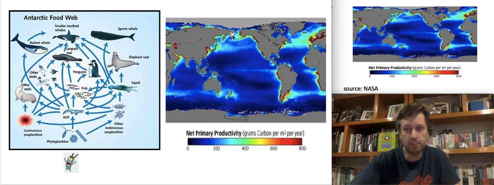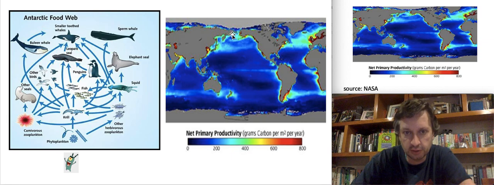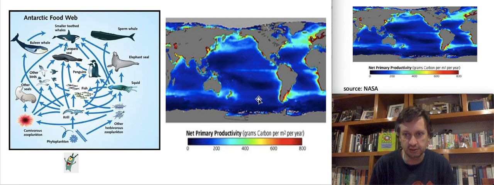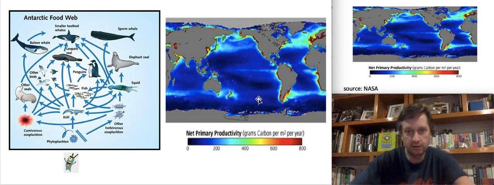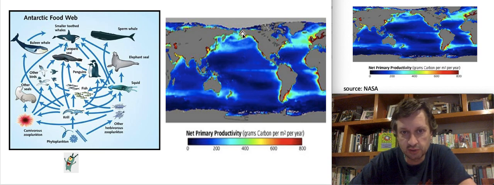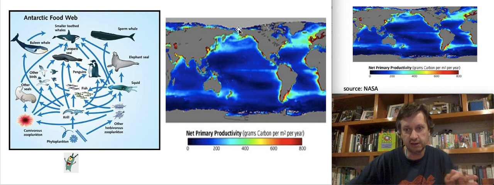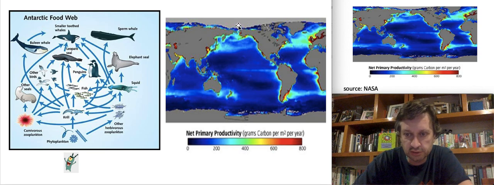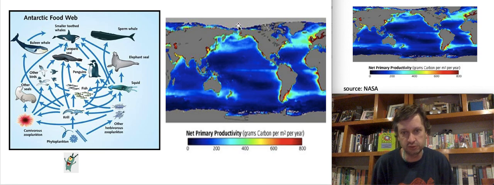But actually, the poles can be very productive as well. But the issue there is seasonality. This graph shows average productivity over the course of a year. So the North and South, the Arctic and the Antarctic oceans become very productive in the summers, obviously because of the amount of sunlight available, but also because the ice pack retreats and makes more water area available for phytoplankton. They become more productive and become unproductive during the winters.